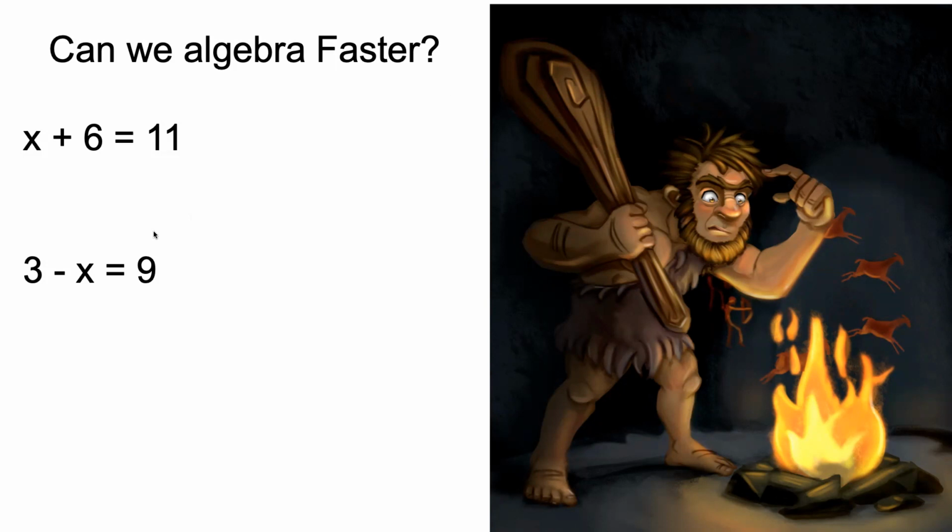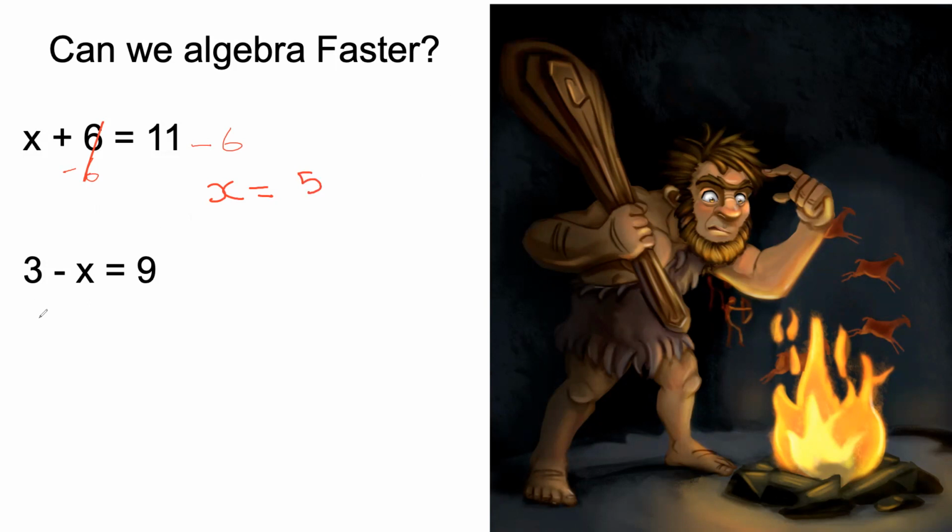So here's the caveman of doing algebra. So here we go. Minus 6 from both sides. That's what we learned from before. And that 6 will cancel that 6, and therefore x would equal 11 minus 6, which is 5.